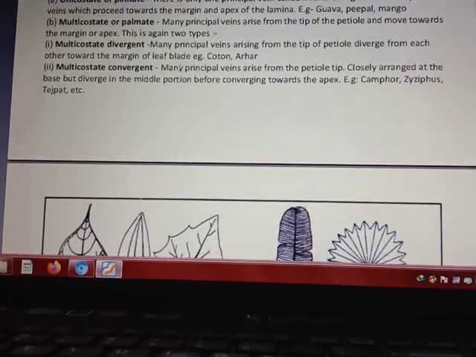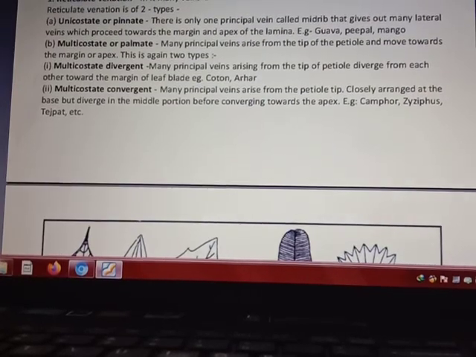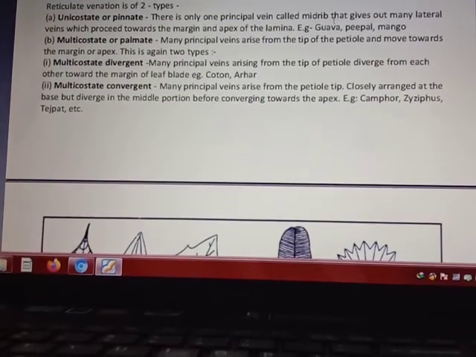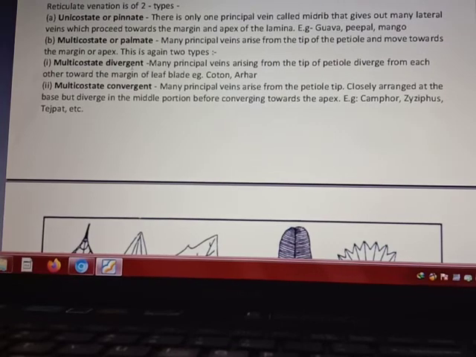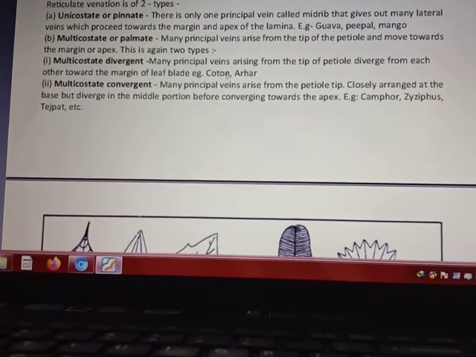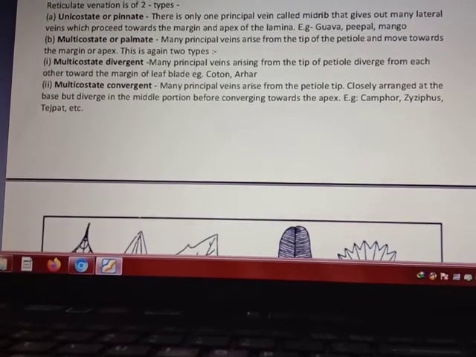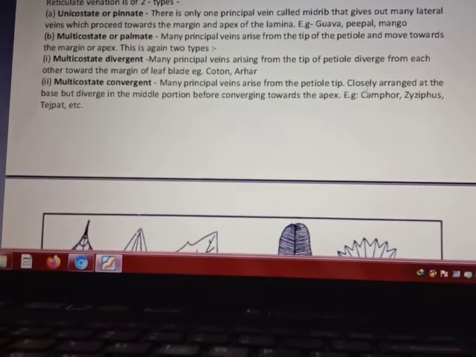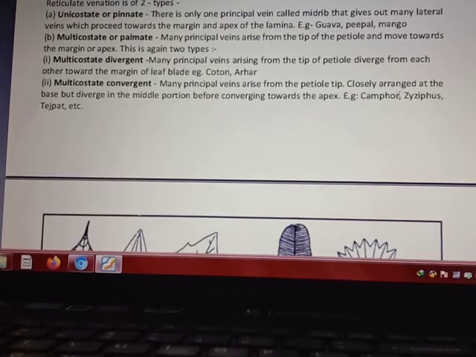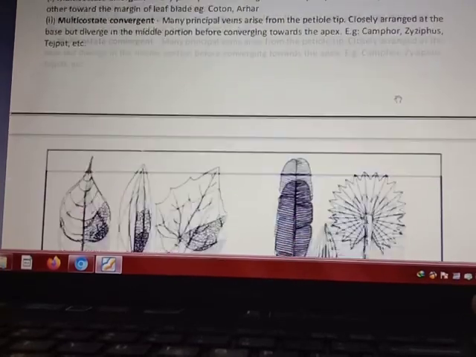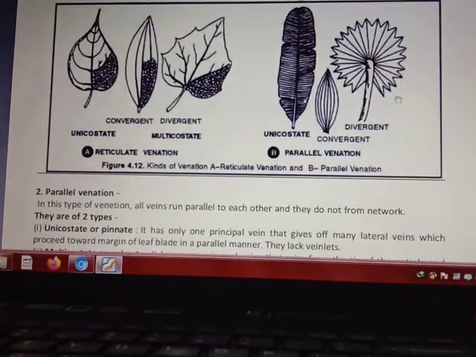There are also some examples written. In the case of unicostate, examples are guava, peepal, mango. Multicostate divergent: cotton, arhar, which is arhar dal. And multicostate convergent: camphor and jujube. Jujube is a berry. That was the reticulate venation.